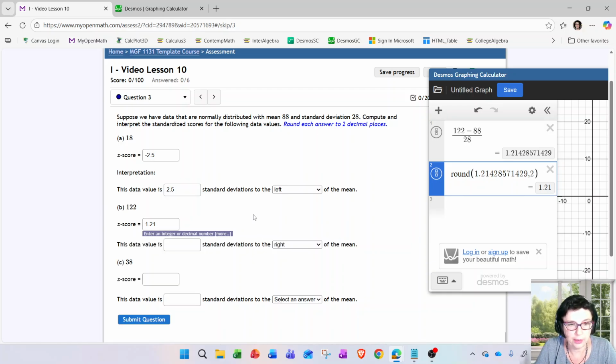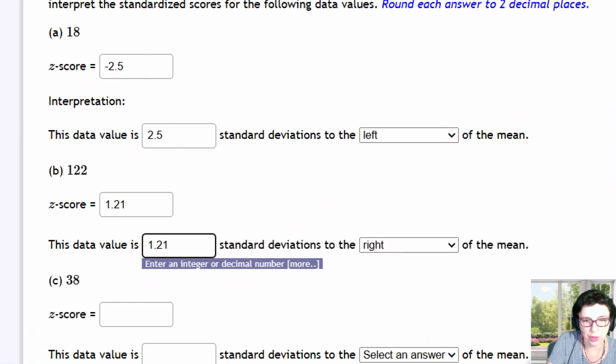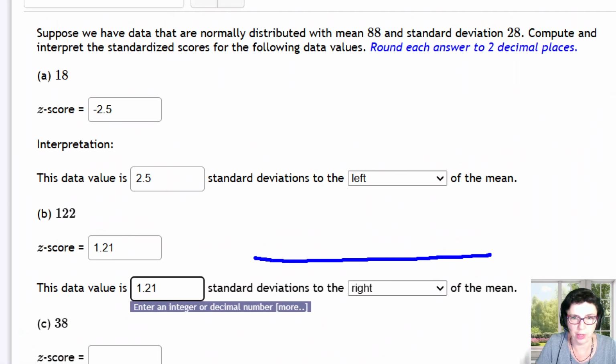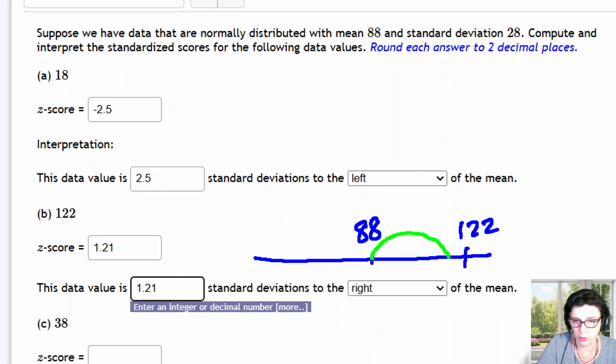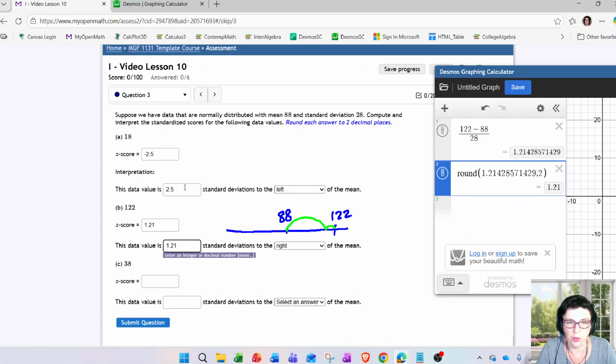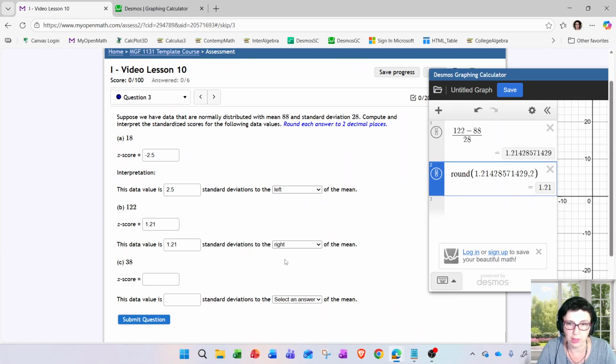Now this is positive, so how do we interpret that? This value is 1.21 standard deviations to the right of the mean. So if you were to graph the situation, this is your number line, this is 88, and then this is 122. So if you take the standard deviation, only one of them, right? Like, let's say just 28. It's not going to be completely that. You're also going to add another 0.21 to it. So that's going to be 1.21 standard deviations to the right of the mean.